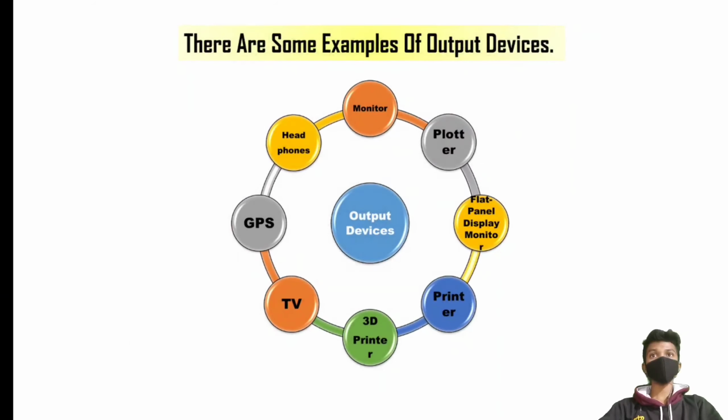So guys, there are some examples of output devices like monitor, plotter, flat panel display monitor, printer, 3D printer, TV, GPS and headphones.